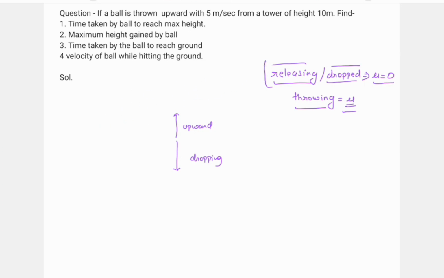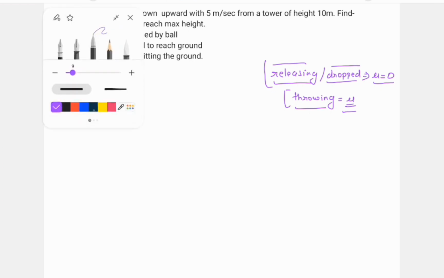If you are releasing a ball, it means the initial velocity is 0. If you are throwing a ball, it means we have some initial velocity, and we are always going to drop a ball or throw a ball upward. We are not going to throw a ball at some angle. Always remember these things. Now, as per the question, come to the question.